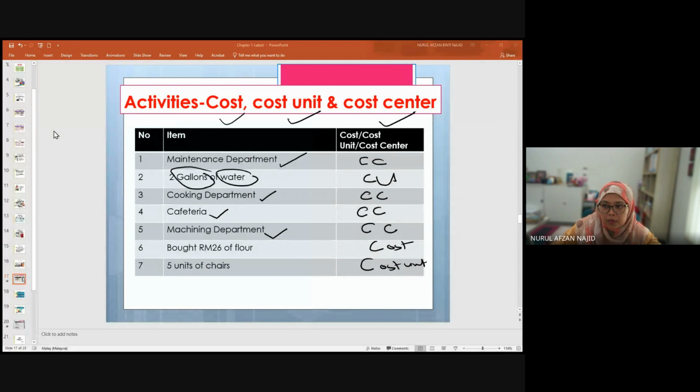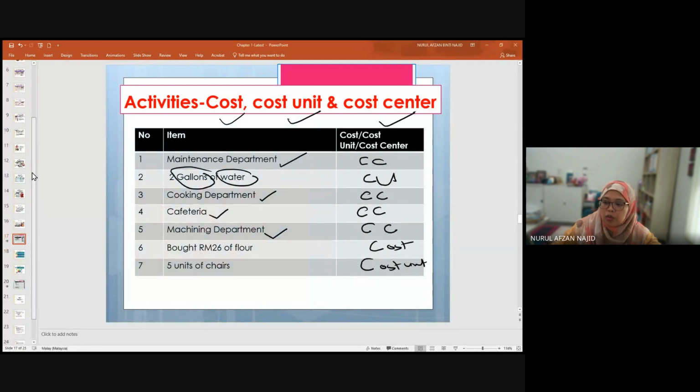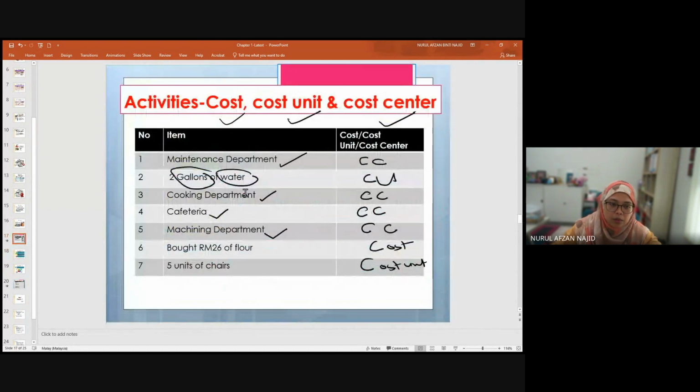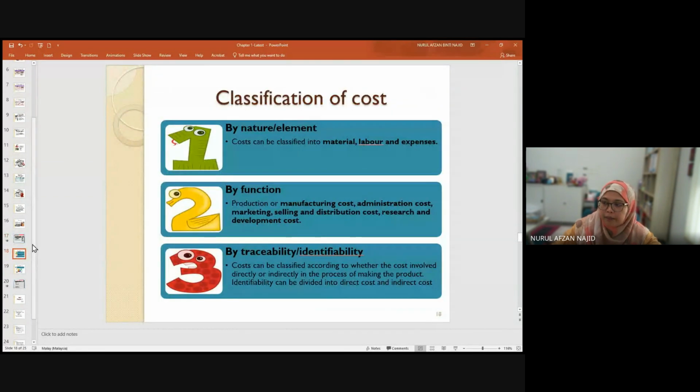Okay, alright. So we are going to the last subtopic. I really hope that after we have done some of the activity, you can understand the difference between cost unit and cost center. So let's continue with the last subtopic. A little more. We have about 2 slides left and 1 slide for an activity. So get ready to be called by name.